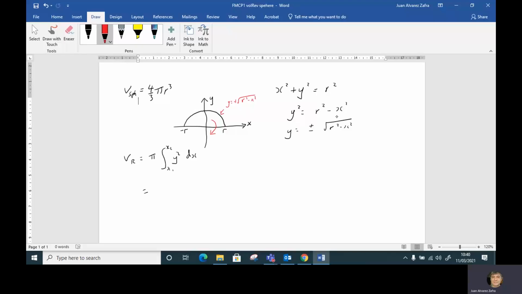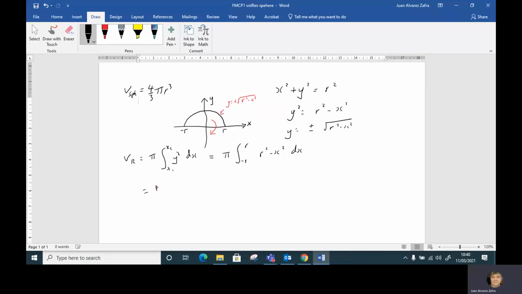So the bit that we want is just the positive one, but we're revolving. Or we could use the negative one, it actually wouldn't make any difference in this case. So here we're going to get pi, times the integral from minus r to r of y squared. Now y squared we can see is r squared minus x squared, so r squared minus x squared dx.